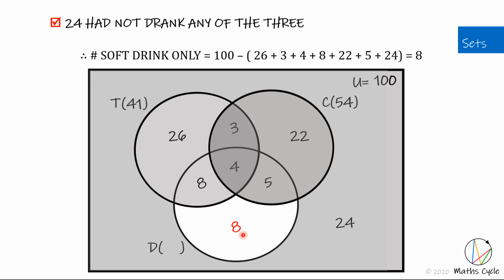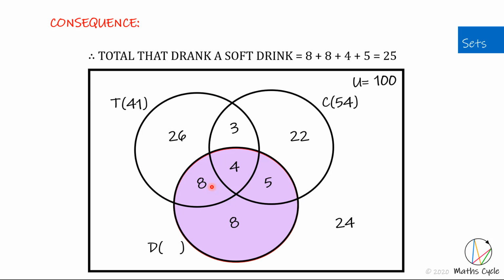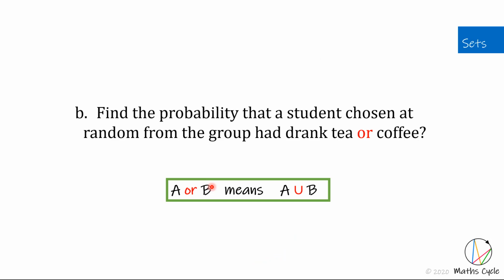And then finally, all our data is filled in, but what we could do now is just fill in how many people in total drink soft drinks. We'll just add these 4 numbers up together to find how many people drink soft drinks, and that is 25. Okay, so now that we've the Venn diagram filled in, we can answer the questions.